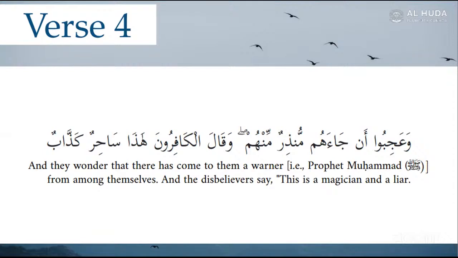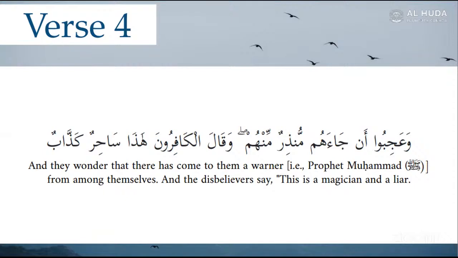وَقَالَ الْكَافِرُونَ هَذَا سَاحِرٌ كَذَّابٌ. And the disbelievers say, which disbelievers? The ones who are in this amazement, this ta'ajjub of inkar. The disbelievers say, this is a magician and a liar. هَذَا سَاحِرٌ كَذَّابٌ. So they ascribed Rasulullah sallallahu alaihi wasallam with two evil attributes. One of sihr and the other of kadhib.